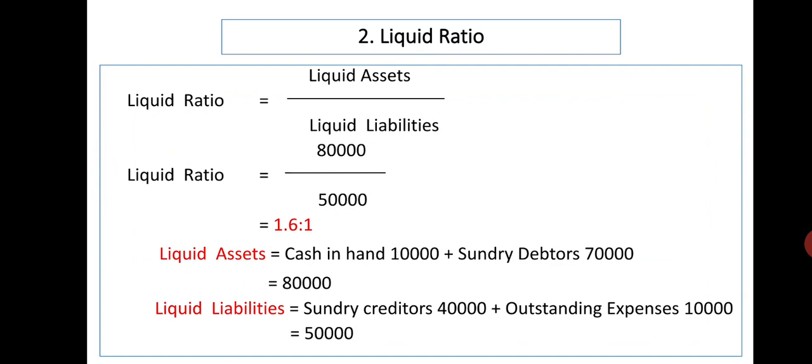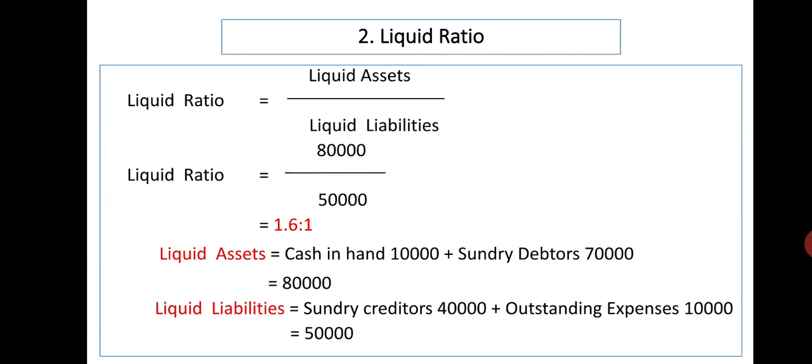Liquid ratio. So what is the formula of liquid ratio? Liquid assets divided by liquid liabilities. Liquid assets, as I told you, are all current assets except two. One is stock and another one is prepaid expenses. So here liquid assets include only two things, cash in hand and sundry debtors. So it is 80,000.